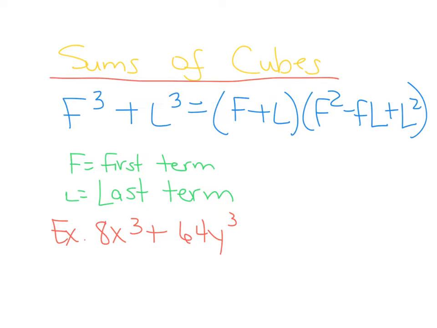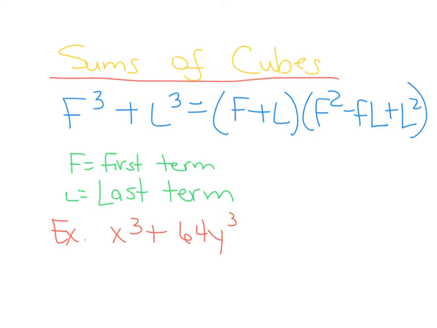So if I give you the problem 8x cubed plus 64y cubed. Actually, I'm going to change that because most of you would recognize there's actually a common factor, and I don't want there to be one for this one. Sorry about that. So let's try again. How about x cubed plus 64y cubed?